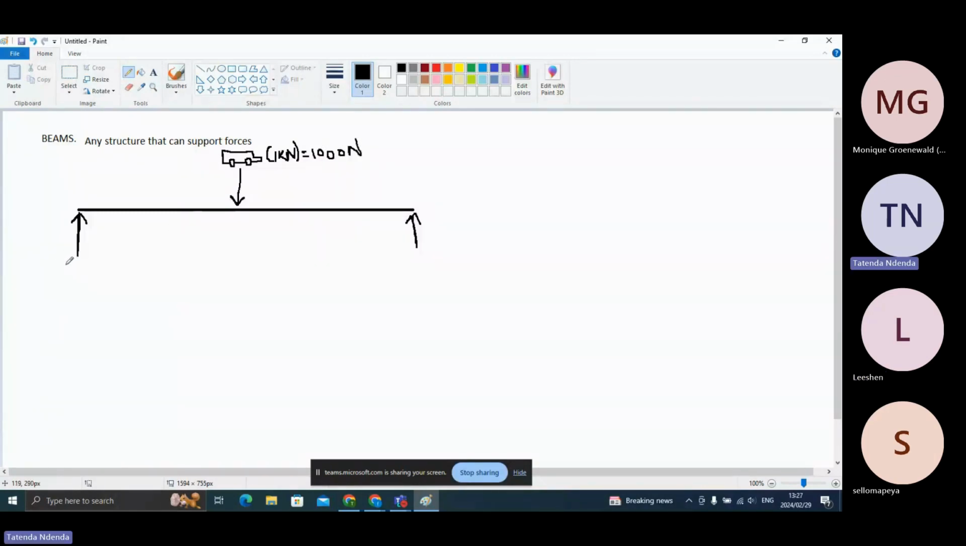Okay, and here we're going to be having reactions. We're going to call this one R1, and this reaction on this side we're going to call R2. So we have to understand that the reactions are always going to be supporting the beam. In other words, they're always going to be going up.